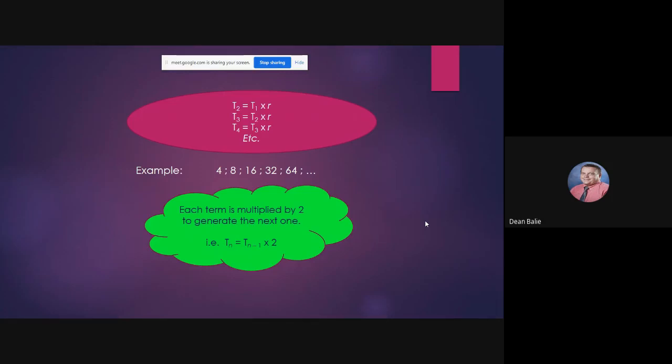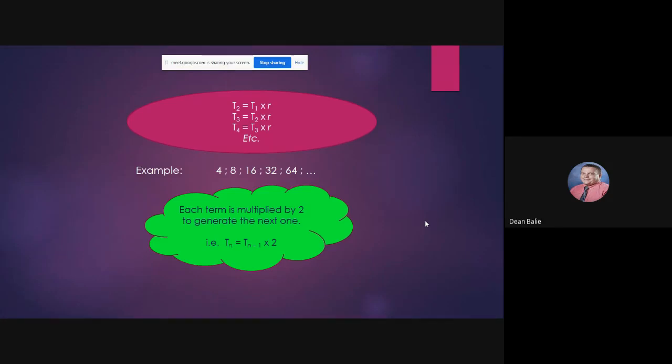Somebody have a question? Sorry, I just had a little ping on my microphone. So I was going to say, so R can be a fraction? Yes, R can be a fraction, and it can be a fraction that's bigger than 1 or smaller than 1.